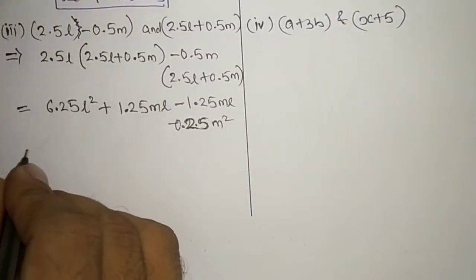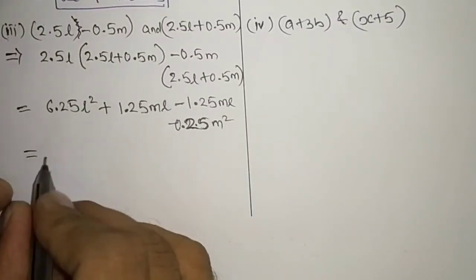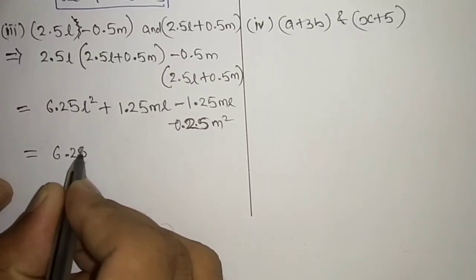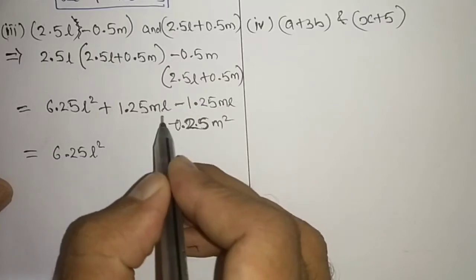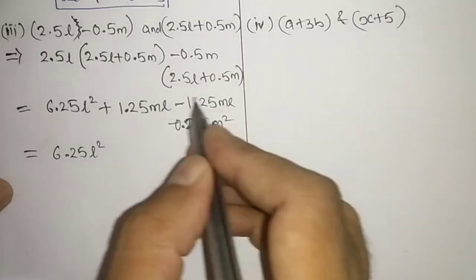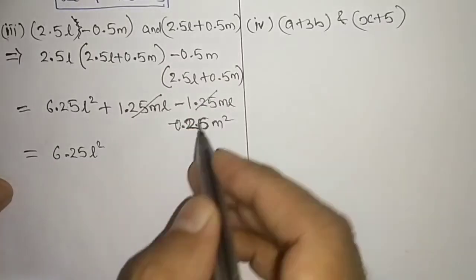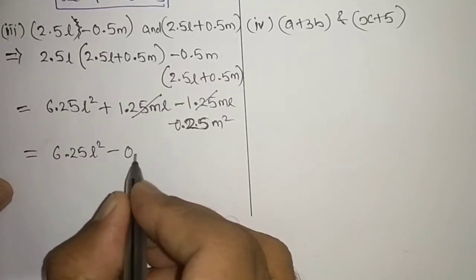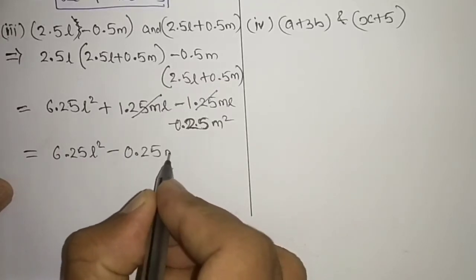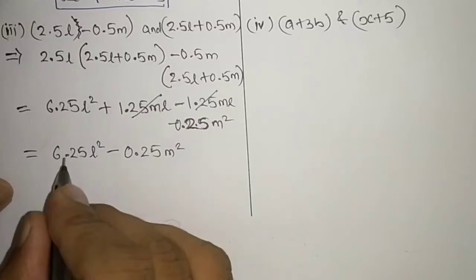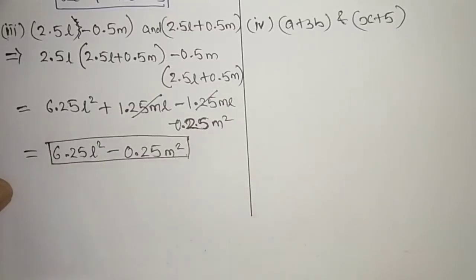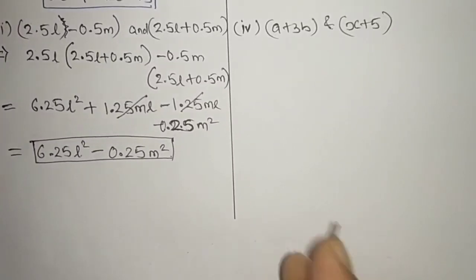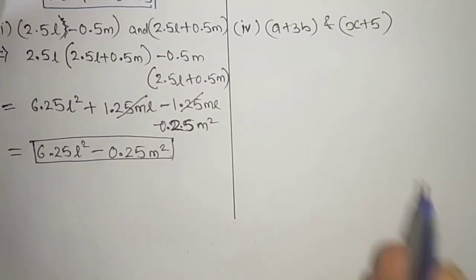So now solving 6.25 l square, here plus 1.25 lm minus 1.25 lm will cancel out, so we will get minus 0.25 m square. Both are unlike terms, so this is our final answer. Hope you are understanding.